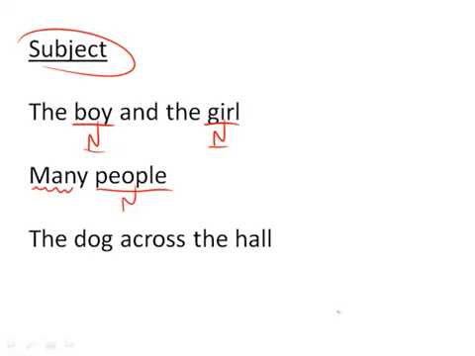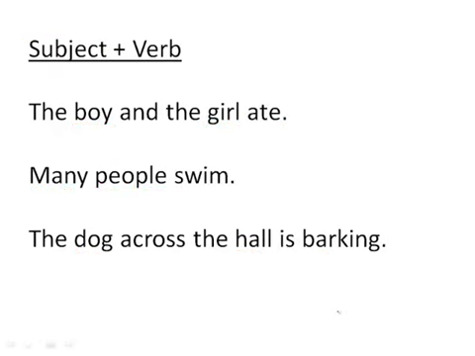It's the people. What about the dog across the hall? Well, we know the dog is a noun. The hall is a noun. Is that the thing that's verbing? Great question. Let's look. The dog across the hall is barking. Hopefully the hall is not barking.